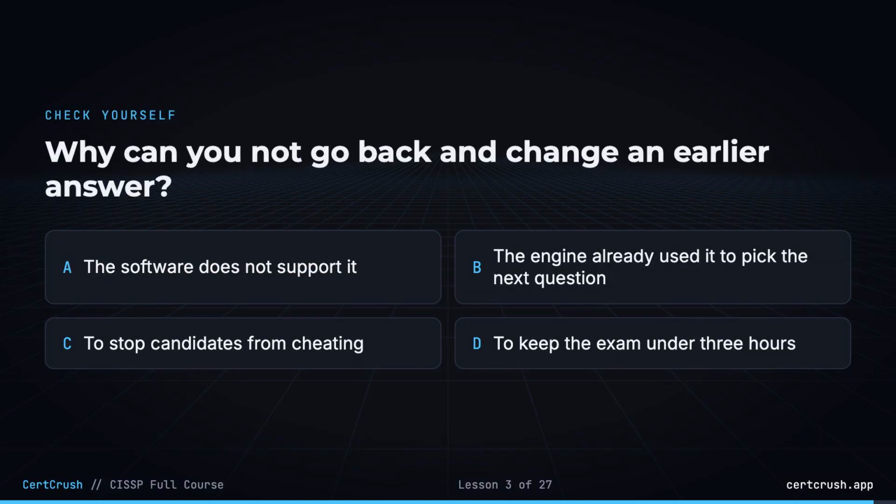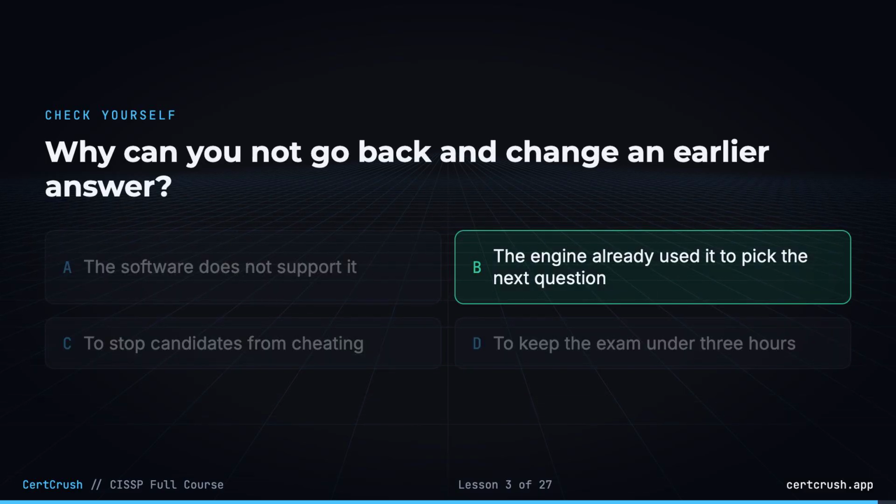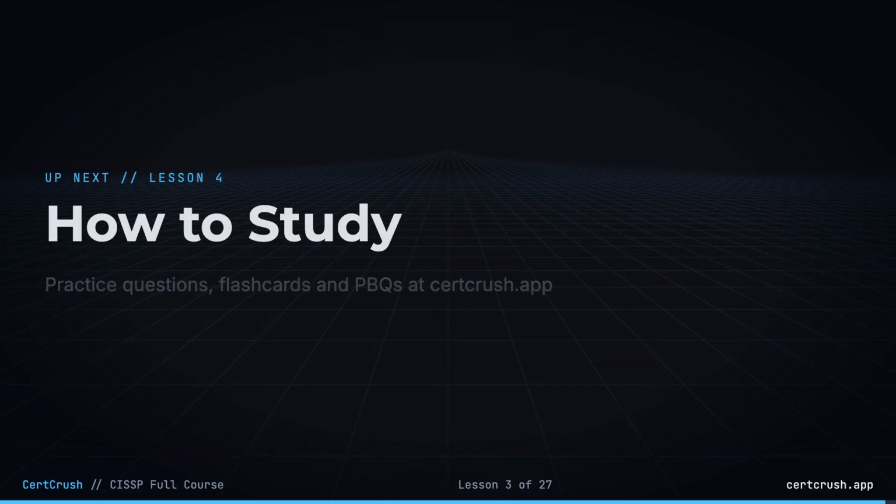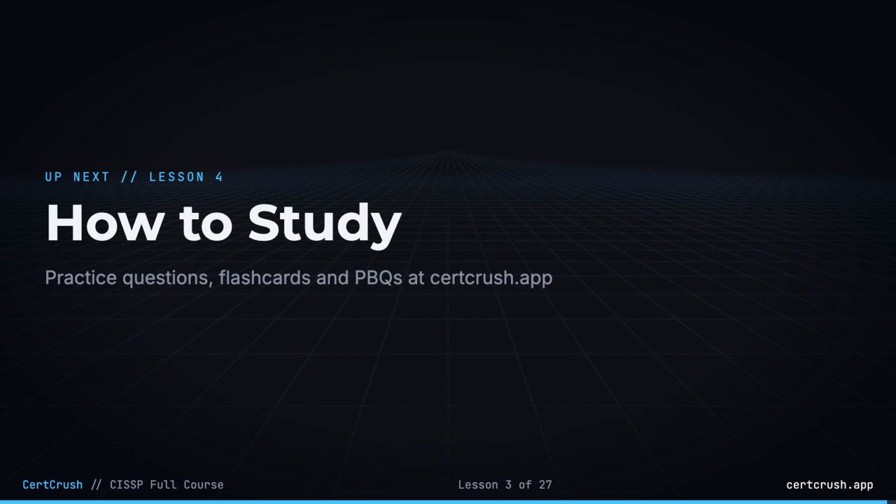Why can't you go back and change an earlier answer? Because the engine already used that answer to choose your next question. Changing it would break the adaptive chain behind it, so every answer is final the moment you commit. That's the exam room demystified. You now know the format, the scoring, the domains, and the day itself, so nothing should surprise you. Next, we turn to how to study for all of it without burning out.